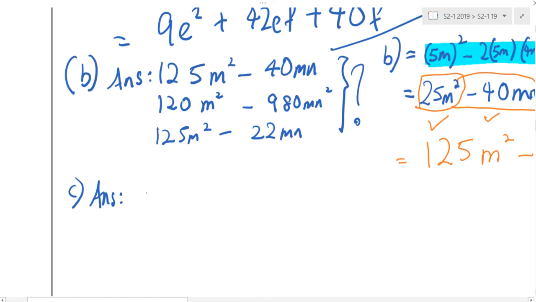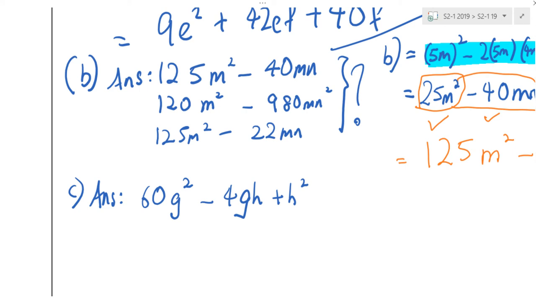16, 1, 6. 6, 0. Okay, 60g square minus 4gh plus h square. Hey, no need to worry, because this is a starting point, bound to have some different answers. That is okay. But more important is the quiz one. Okay, can already. Agida, what's your answer? I'm calling the person out.